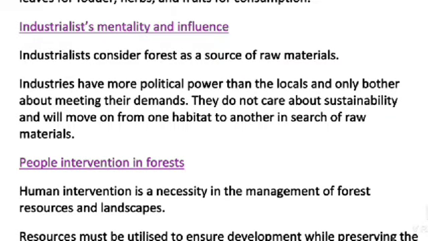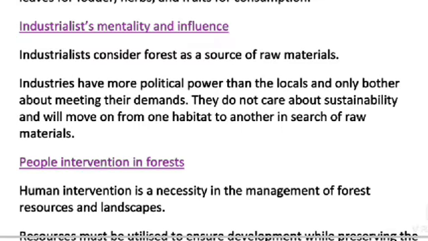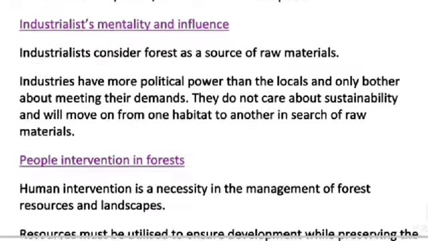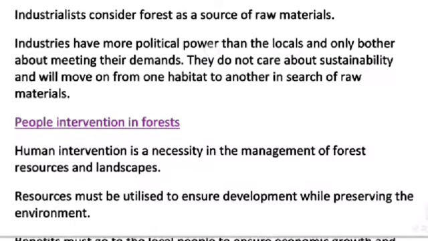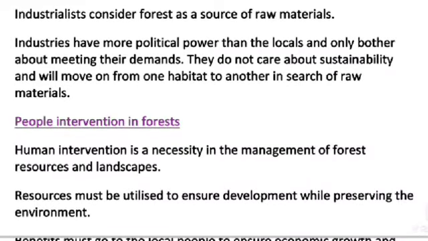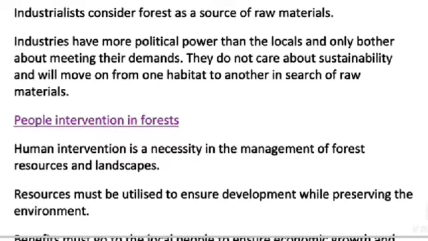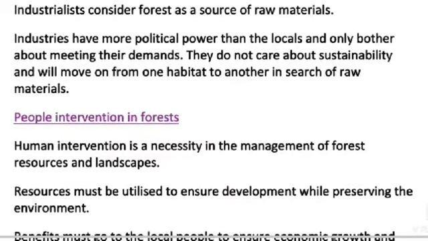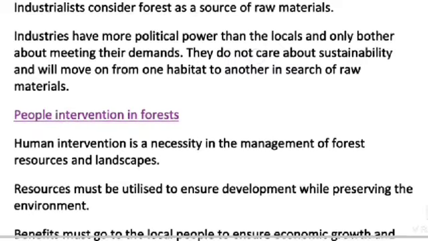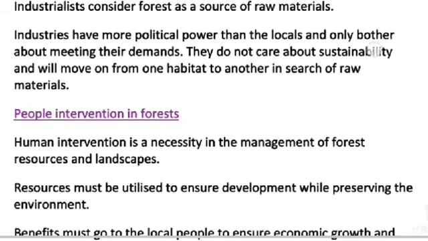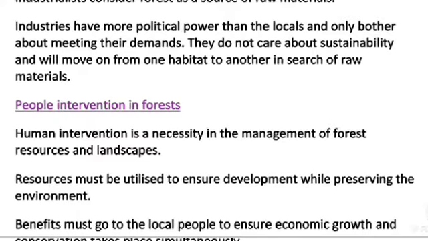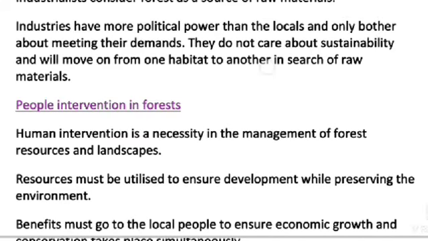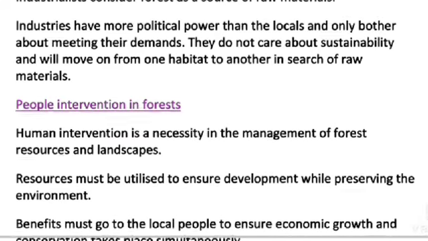Industrialist mentality and influence. Industry considers forest as a source of raw materials. Industries have more political power than the locals and only bother about meeting their demands. They do not care about sustainability and will move on from one habitat to another in search of raw material.